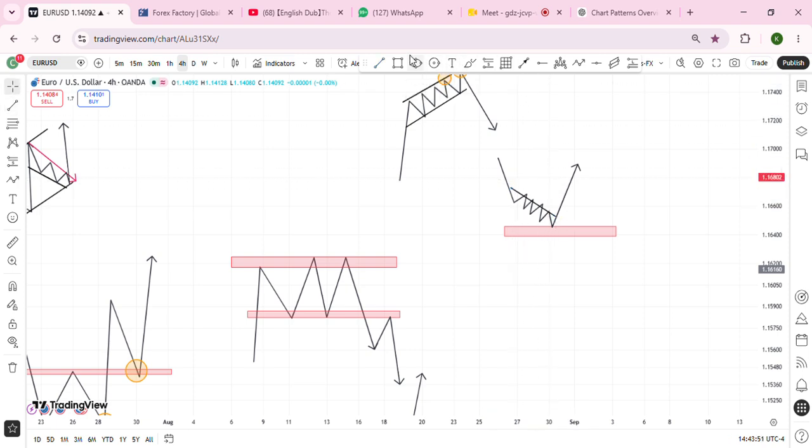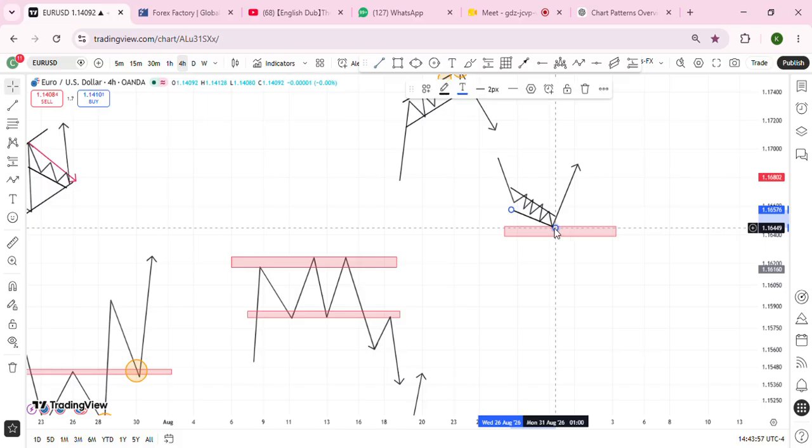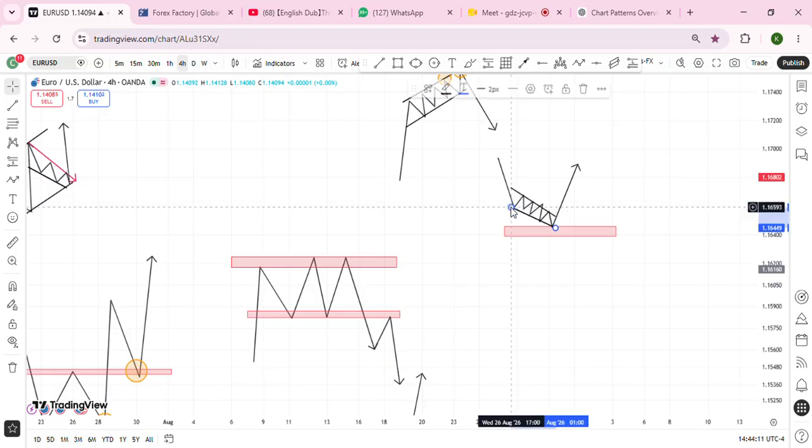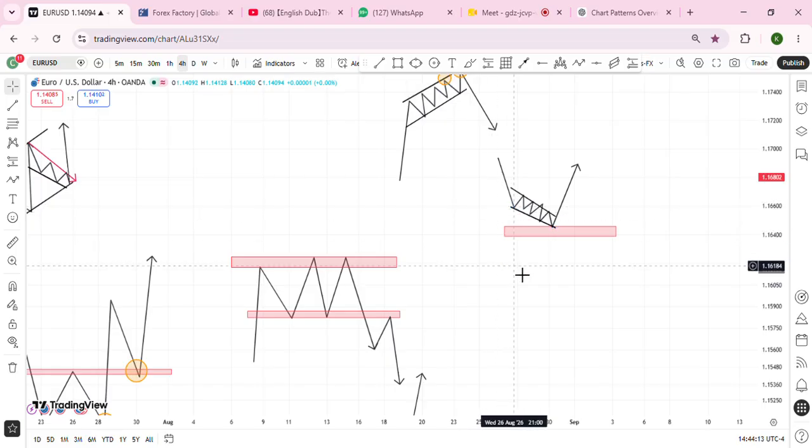And you can see inside the falling wedge, the market has formed a double bottom. I hope you can see that we are having a W inside that. So now we have done the demonstration part of it.